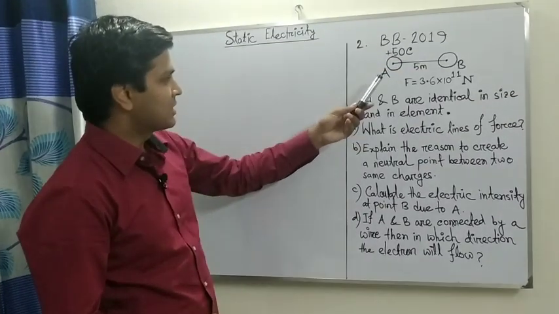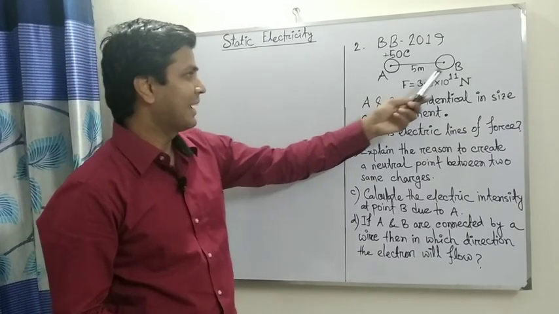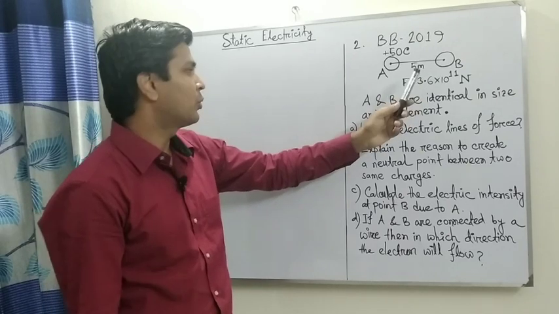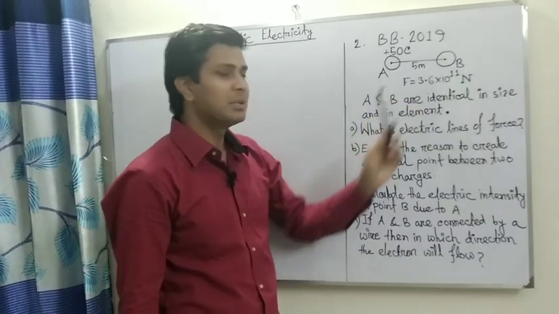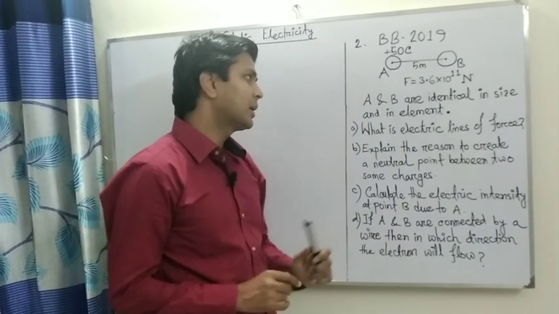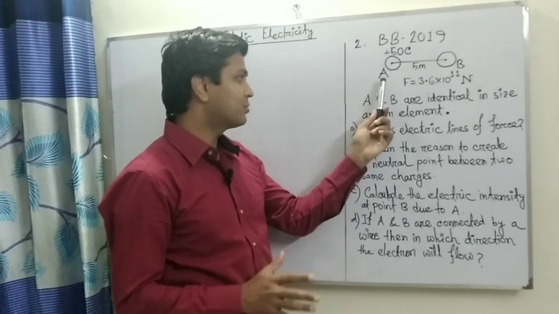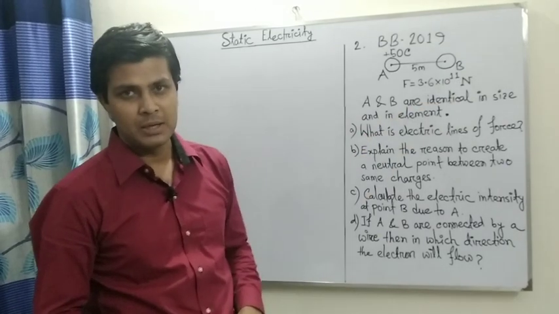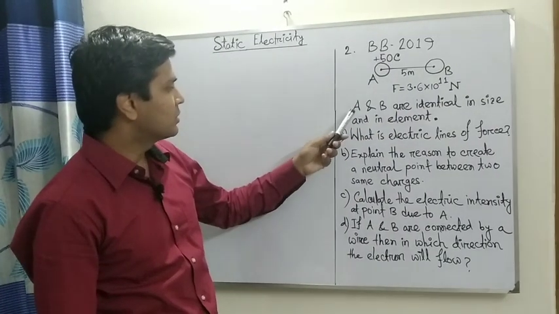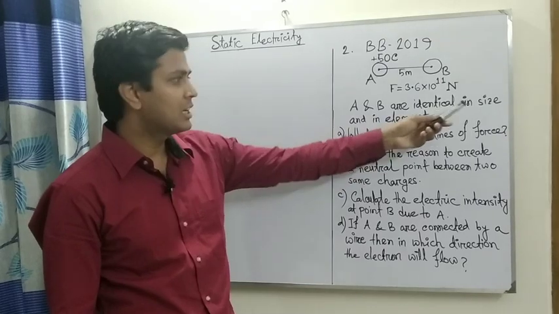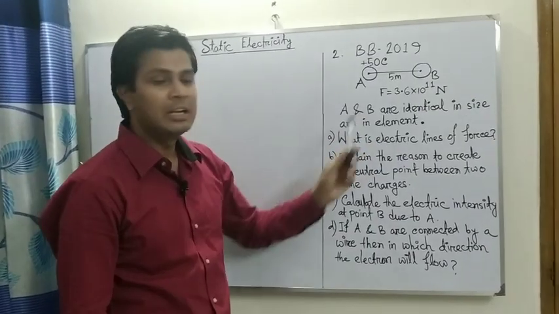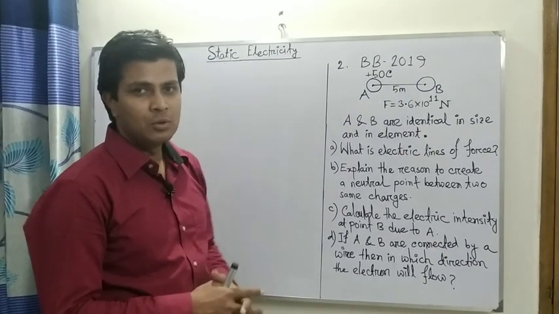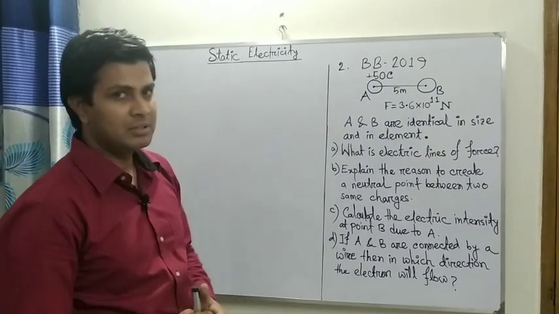Look at the diagram. In the diagram, there are two charges A and B. A point has positive 50 coulomb charge and B point has no charge. The distance between A and B is given as 5 meter, and the existing force between A and B is 3.6 into 10 to the power 11 Newton. And there is a condition which says A and B are identical in size and in elements. It means the sizes of charges A and B are equal and they are made of the same material.